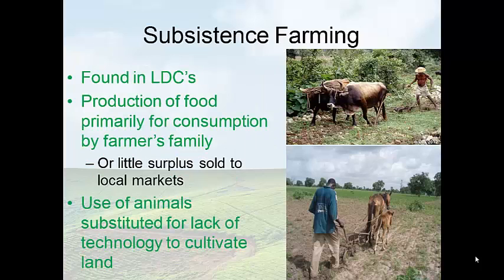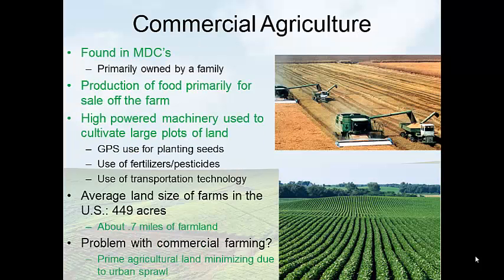Alright, subsistence farming. This is mostly found in LDCs, and this process is the production of food primarily for the consumption of the farmer's family, and again, little surplus is sold to local markets. Now, use of animals is substituted for the lack of technology to cultivate the land, like in MDCs. You can see here, for example, we have oxen and donkeys pulling plows to cultivate the land. Now, versus MDCs, which have commercial agriculture.